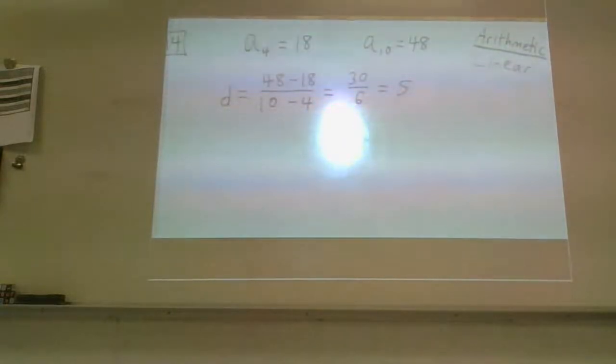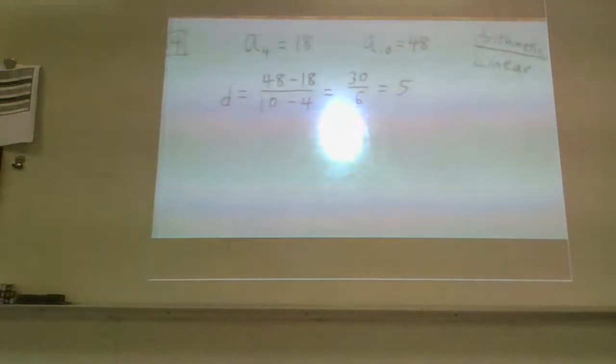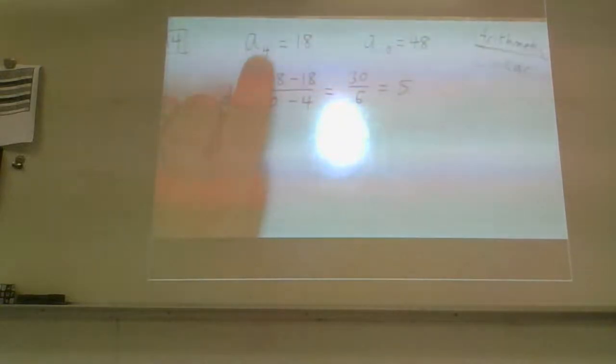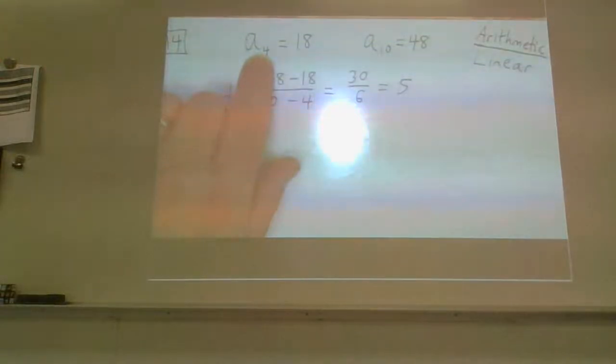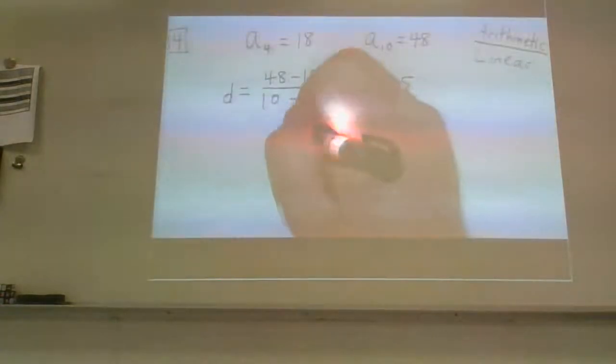That's one piece of the puzzle. One piece of the puzzle is finding that common difference. The second piece to the puzzle, I still need my first term. Now, I'm actually going to take a little bit of a shortcut here. Because I know that my 4th term is 18, and I know that it's adding 5 every time, I'm just going to work backwards. If I have to work backwards, I'm going to subtract 5 every time. Meaning my 3rd term would be 13, my 2nd term would be 8, and my 1st term should be 3.